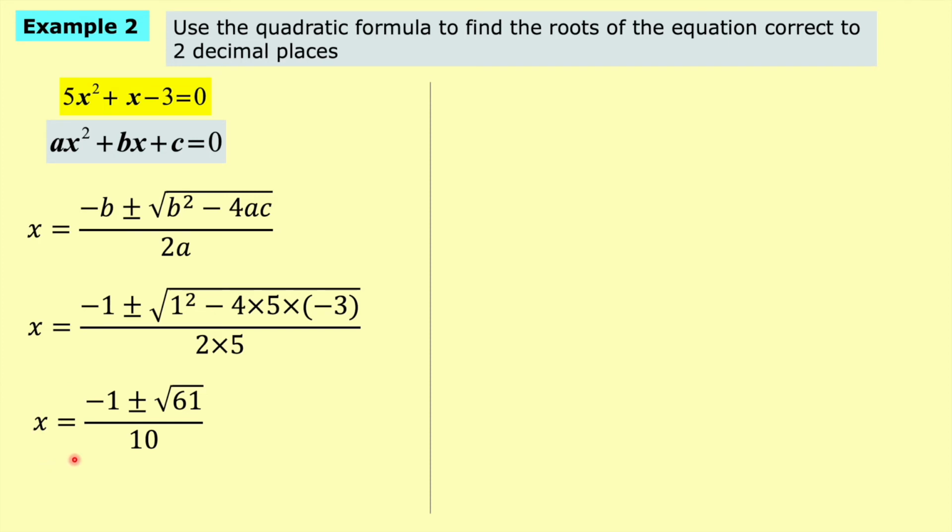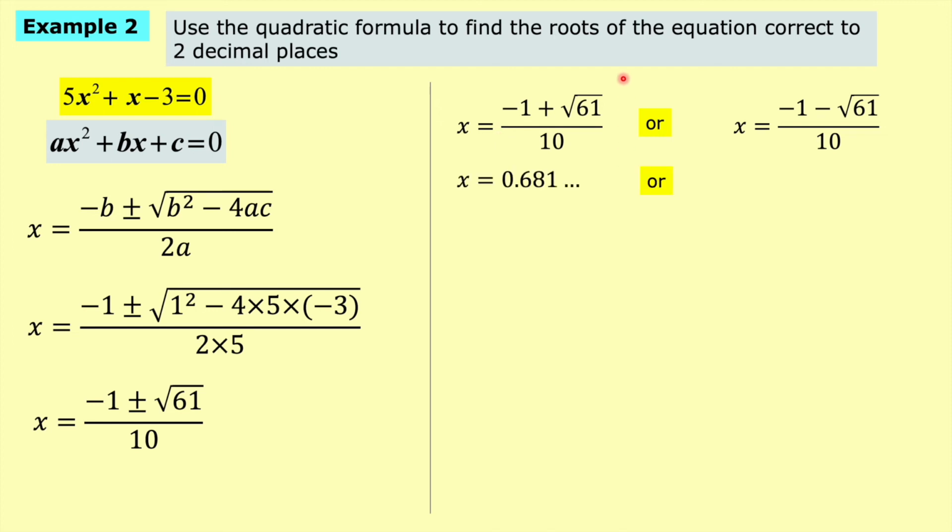So once we have got to this stage, we're then going to split this equation up into our two little mini equations, one with a plus and one with a subtract. So we've got negative 1 plus root 61 all over 10, or negative 1 subtract root 61 all over 10. And at this stage, this is exactly what you type into your calculator. So you want to write down your unrounded answer first, and then your second one where you've subtracted.